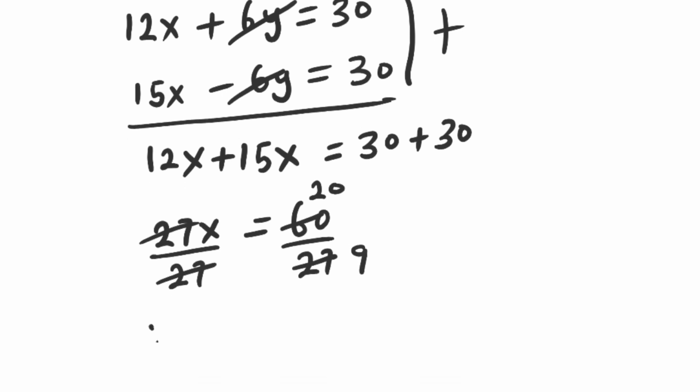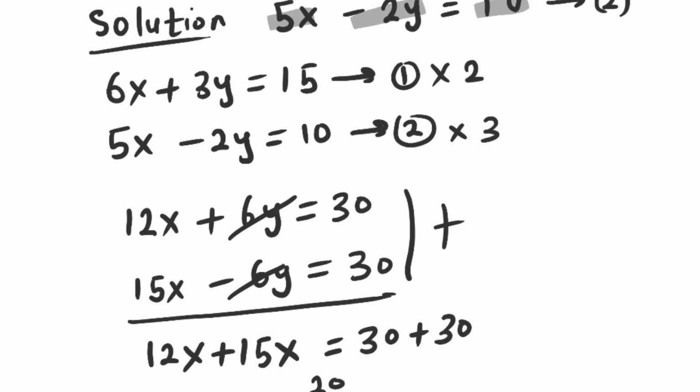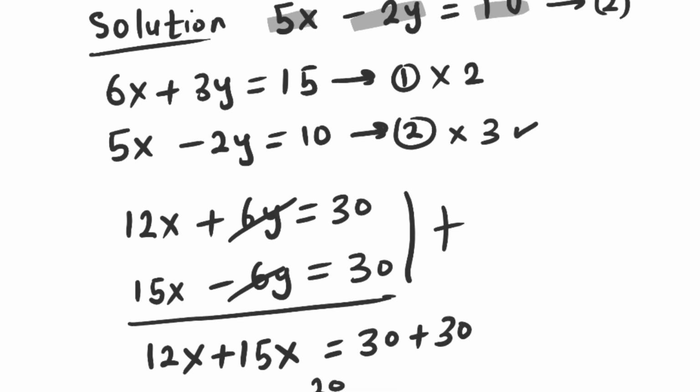Therefore, x is equal to 20 over 9. This is the value of x. We've gotten the value of x. Let us solve for y. To solve for y, we can make use of either equation 1 or equation 2, but I'm going to make use of this equation 2.